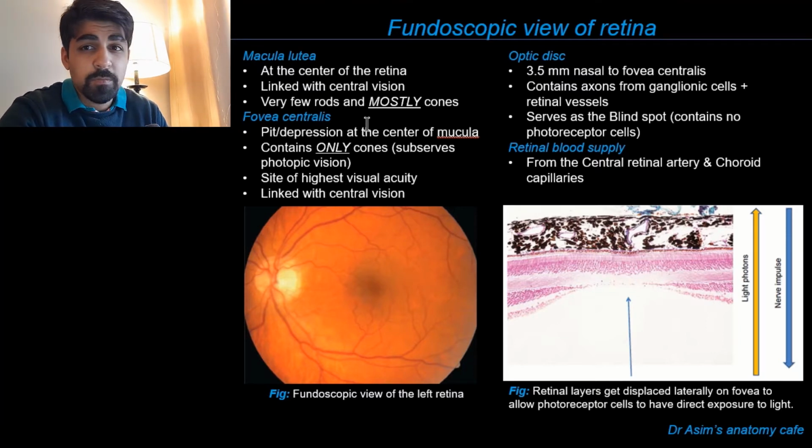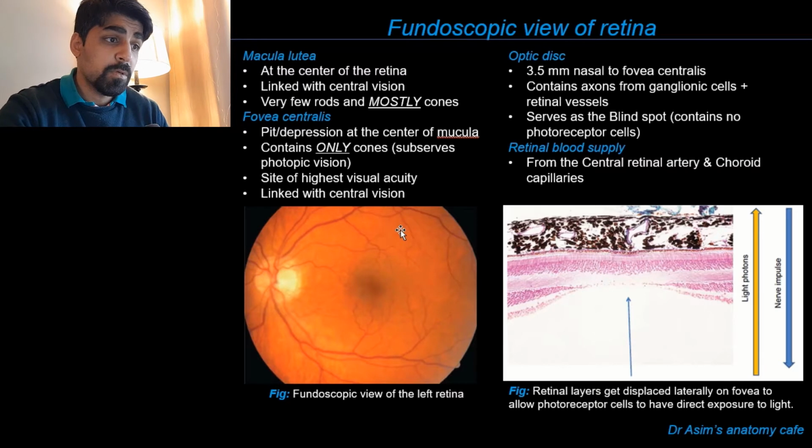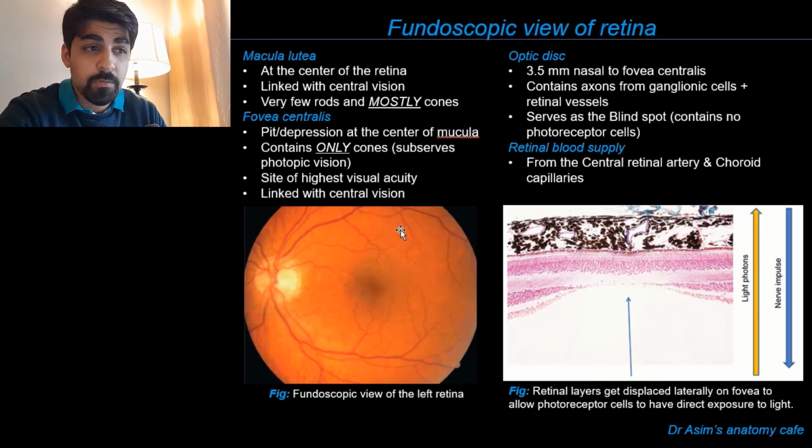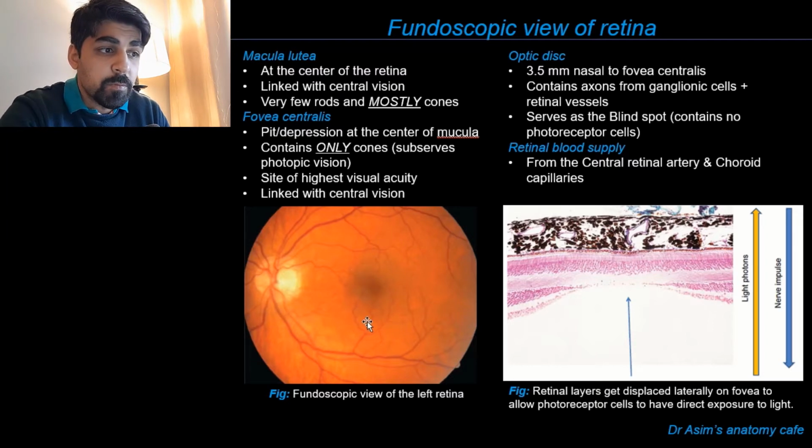So the density of the cones increases as we move towards the center of the retina compared to the peripheral part of the retina. In the peripheral part, we'll see more rods. So even though the number of rods is much higher compared to the cones, the number of cones per unit area increases as we move towards the center. And that region in the center is the macula or the macula lutea.